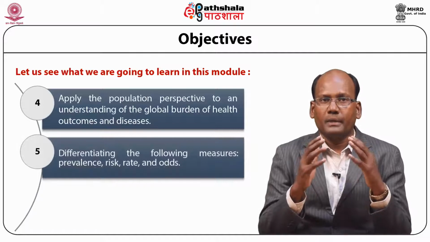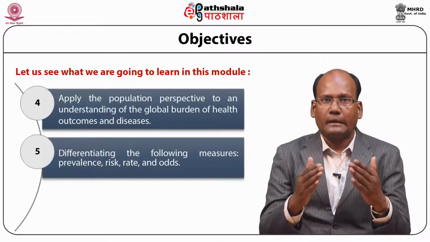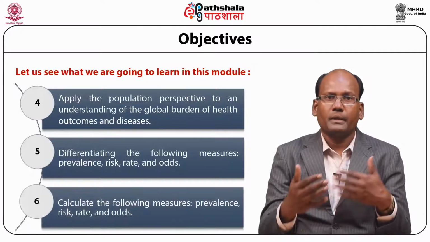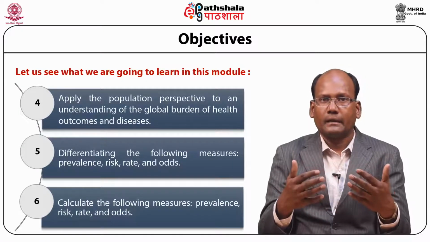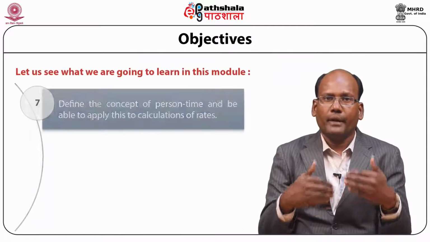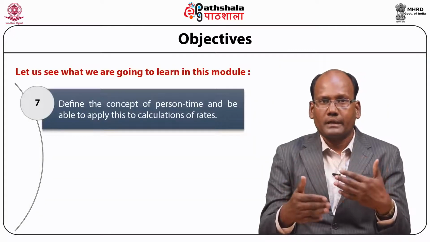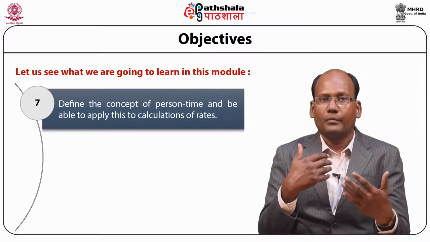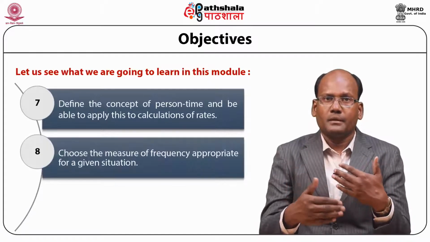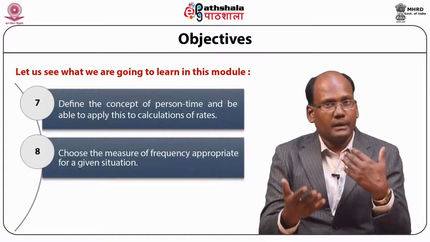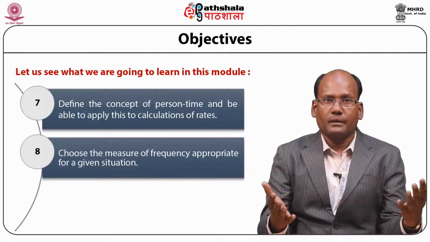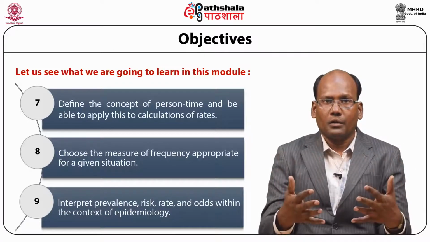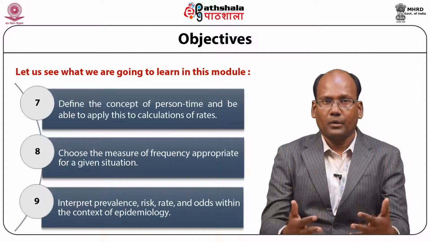Differentiating the following measures like prevalence, risk, rate, and odds. Calculate the following measures: prevalence, risk, rate, and odds. Define the concept of person time and be able to apply this to calculations of rates. Choose the measures of frequency appropriate for a given situation. Interpret prevalence, risk, rate, and odds within the context of epidemiology.